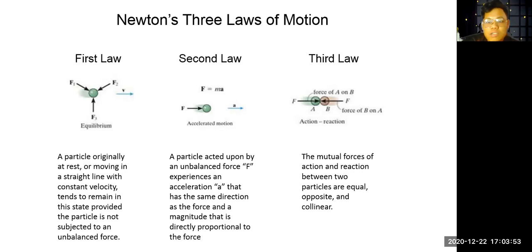The third law: the mutual forces of action and reaction between two particles are equal. It means, for example, an explosion. Or we can apply it in our everyday life, like playing football. When you kick the ball, the force the ball receives is the same as the force your leg applies to the ball.